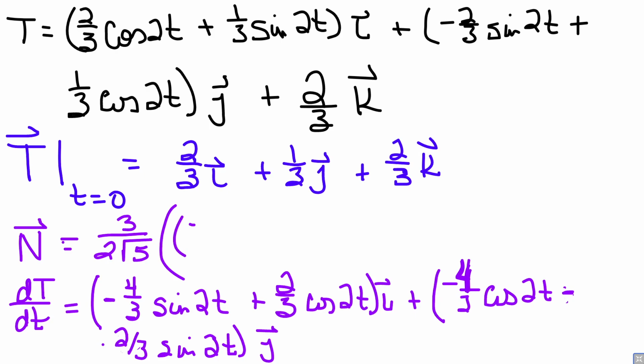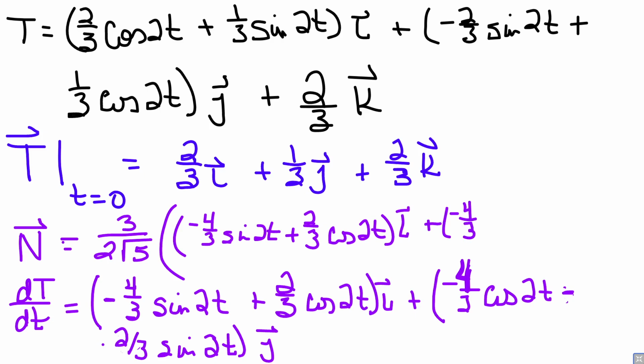So that's going to be the negative 4/3 sine 2t plus 2/3 cosine 2t in the i direction, plus negative 4/3 cosine 2t minus, excuse me, left out just a little bit, minus 2/3 sine 2t in the j direction.